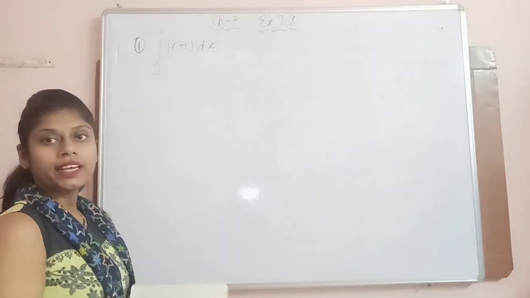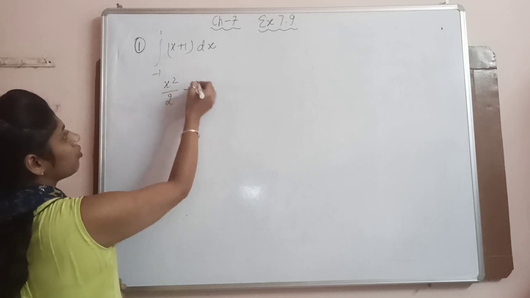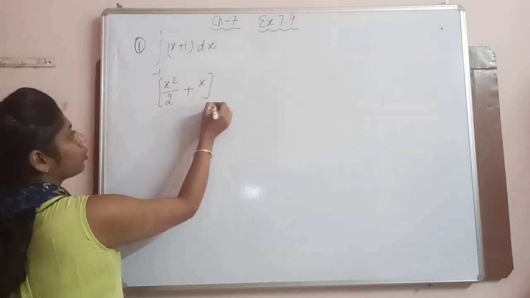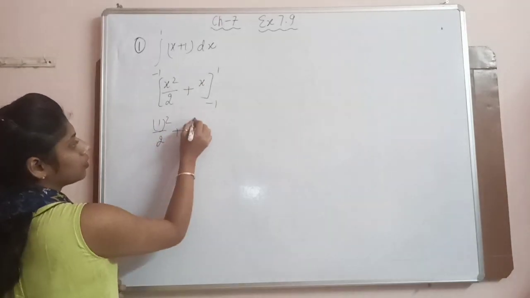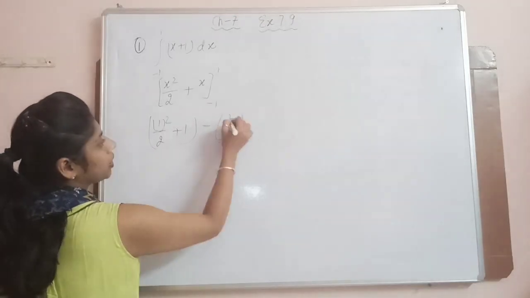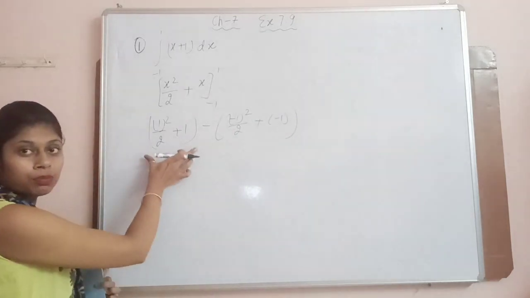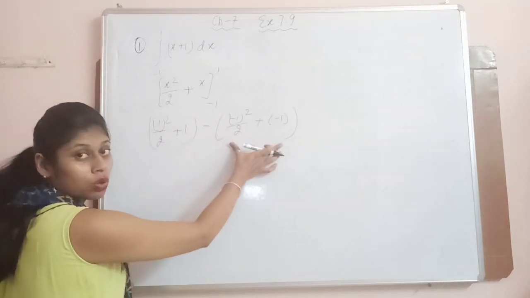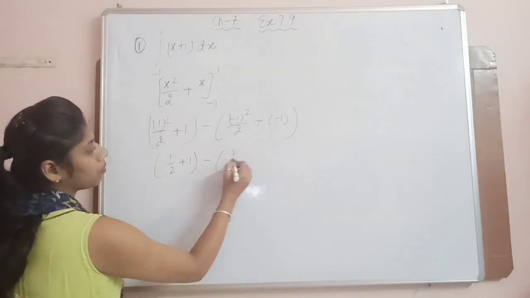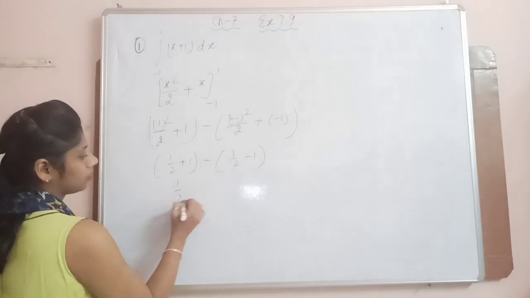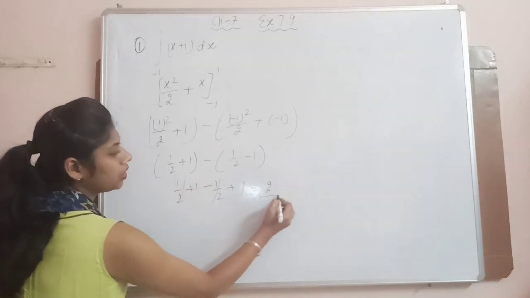Firstly you have to take the integration. Integration of x is x square by 2 and integration of 1 is x. Then put the limits: upper limit minus lower limit. Firstly put the upper limit, then minus the lower limit. Now solve it: 1 plus 2 plus 1 minus 1 by 2 minus 1. Plus 1 half cancel, so the answer will be 2.